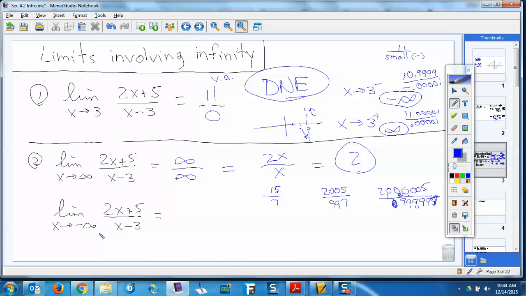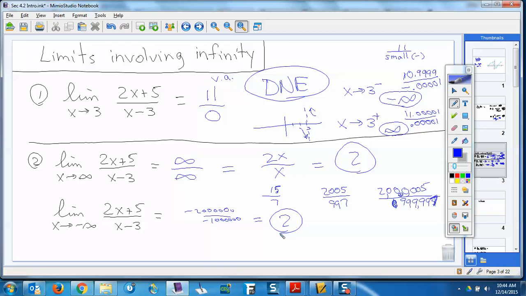Okay, so now what about negative infinity? Well, x is getting smaller, but I would say getting big negative. So we're talking about a negative 1,000,000. So what would you have? You'd have essentially a negative 2,000,000 over negative 1,000,000. What is that? 2. It's not negative 2, it's still 2. Because what you have is a negative on the bottom and negative on the top. Still going to cancel to be 2.